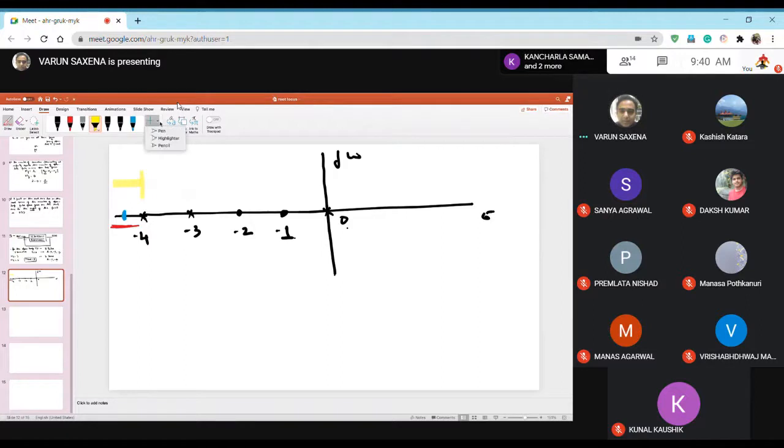Can I take a different pen and highlighter? There's only one. Okay, so there's just one highlighter, one color.